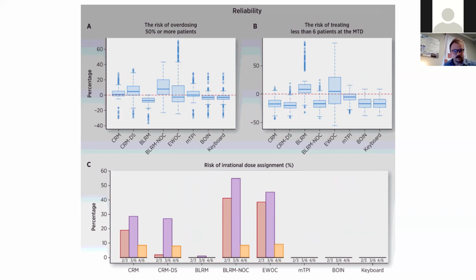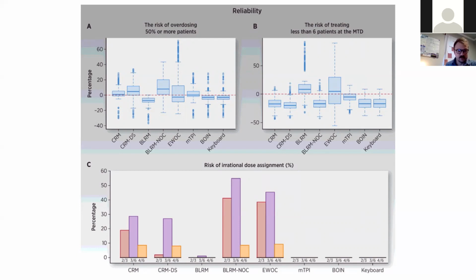And then the other kind of big thing here that they looked at in terms of reliability is this figure C, which is the risk of irrational dose assignment, which they defined as a percentage of time that the design failed to de-escalate dose when greater than 2/3 or half, 3 out of 6 patients had DLTs at a dose.